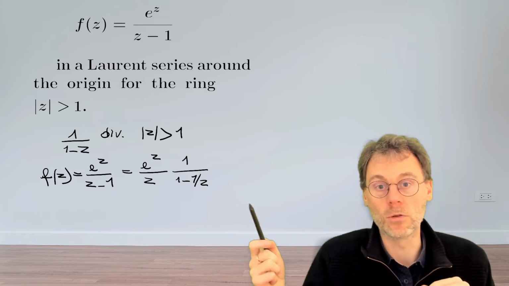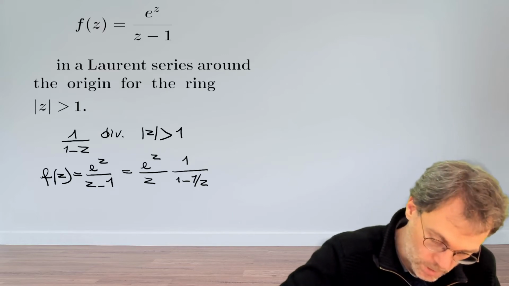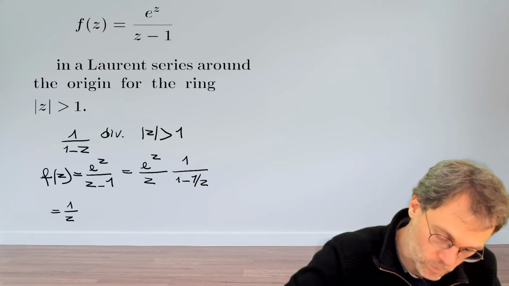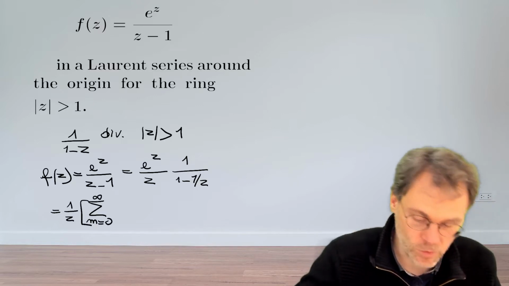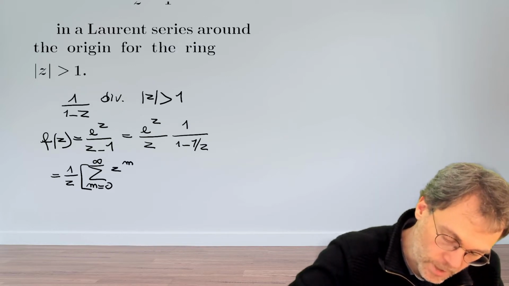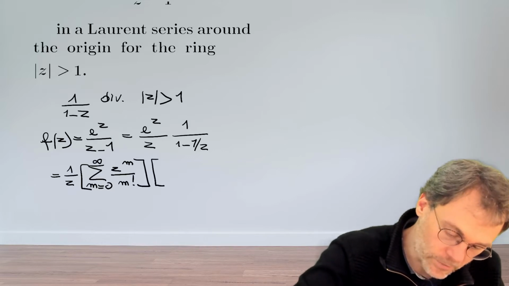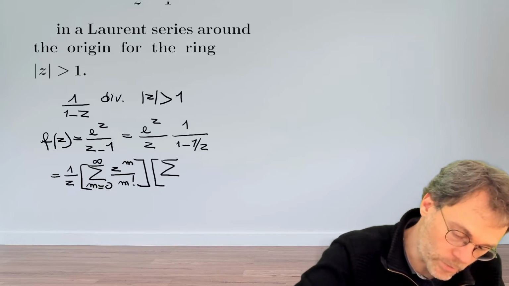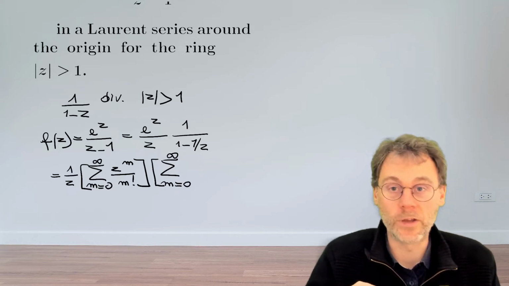We have something that in magnitude is smaller than 1, so we can just apply the same series expansion. This time not using z, but using 1 over z. So we can write this as 1 over z, and then we have the series expansion for the exponential, m going from 0 to infinity, z to the power of m divided by m factorial. And then we have our second series expansion where we have a summation for m going from 0 to infinity.